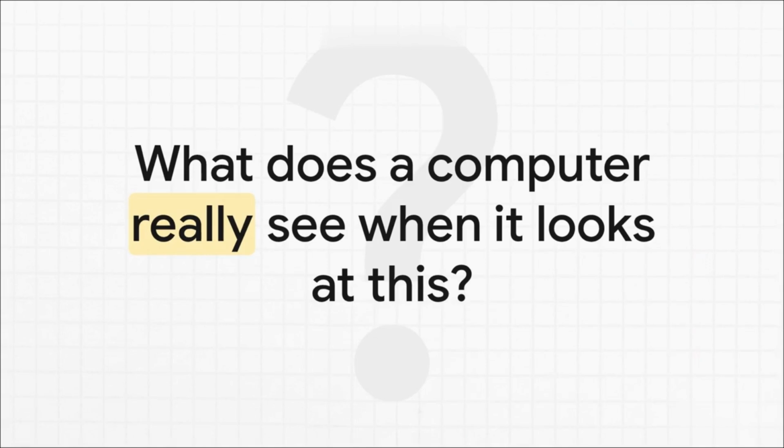So let's start with a simple question. When we look at a picture, we see things, right? We see objects, we feel a mood, we understand the context. But what does a computer see? The answer is almost definitely not what you think, and it is the key to this whole entire field.